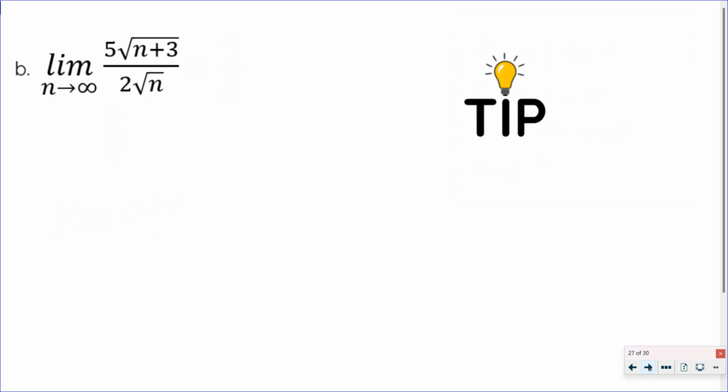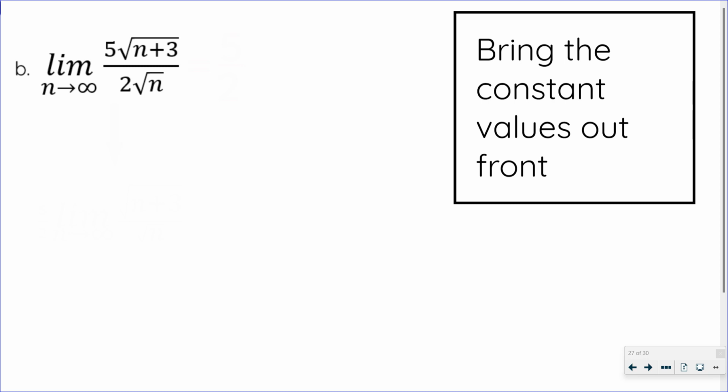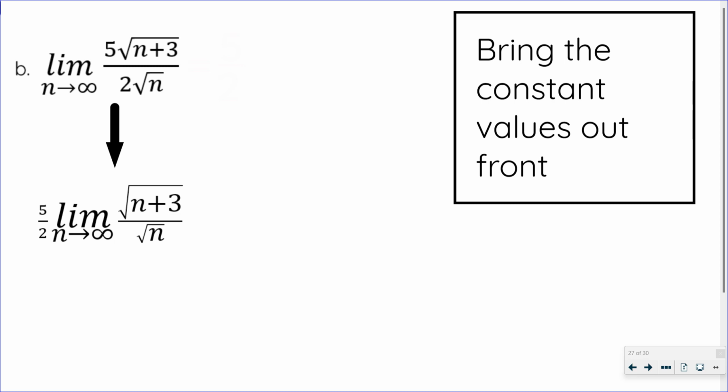This one here, this is an application of exponential functions because of course a square root is the same as something raised to the 1/2. So very first tip I have, since I'm multiplying a constant, very different than just adding a constant, making it 5 times bigger in the top, 2 times bigger in the bottom, I know based on my rules of limits, I can bring those constant values out front. So that's what I'm going to do. I'm going to rewrite it as 5/2 times the limit as n approaches infinity of the square root of n plus 3 over root n.